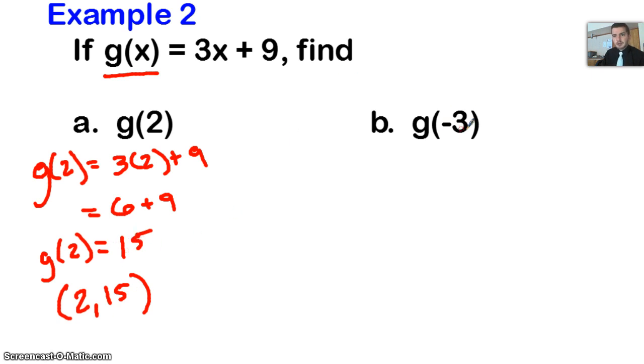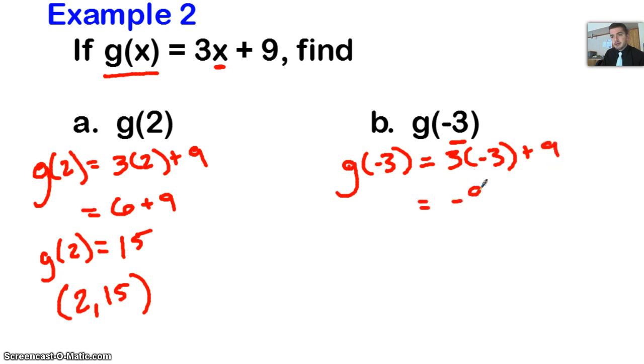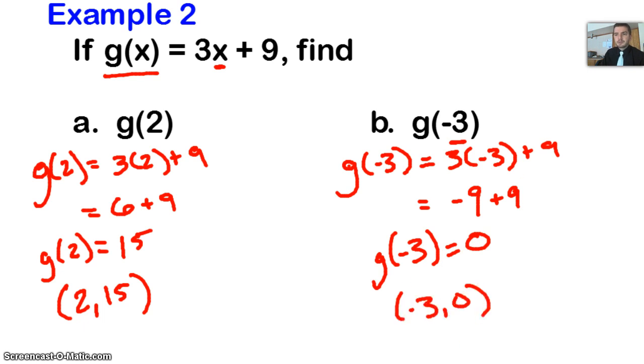Alright, next one. Let's do the same thing. Again, we're taking negative 3, we're plugging it in for x, so this will be g of negative 3. And I encourage you guys to pause the video, see if you can try it and do it on your own. So 3 times negative 3 plus 9. 3 times negative 3 is negative 9 plus 9. So g of negative 3 equals 0. And again, the ordered pair is negative 3 comma 0. Let's keep going.